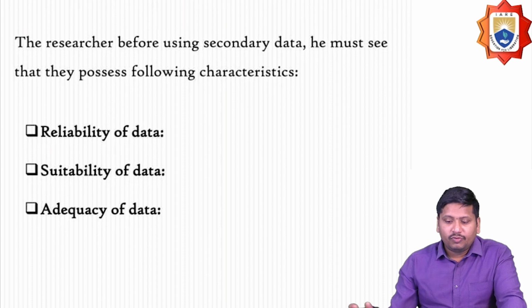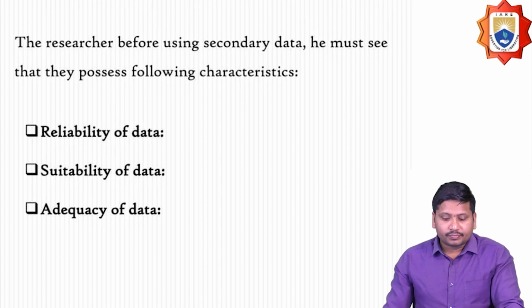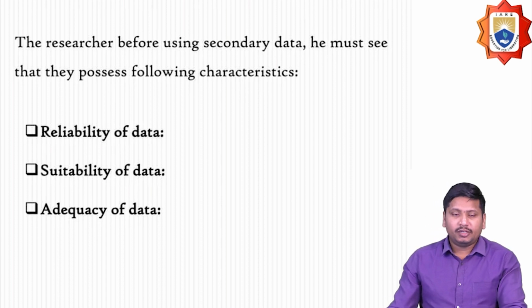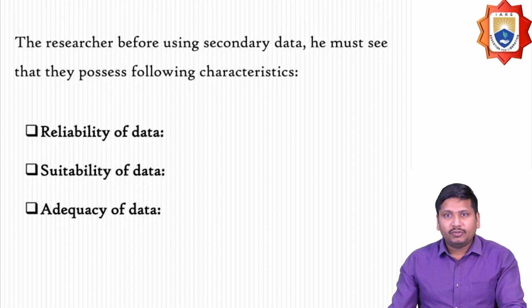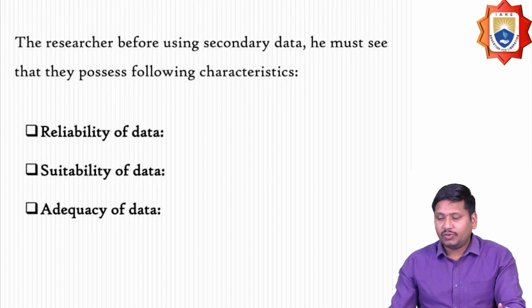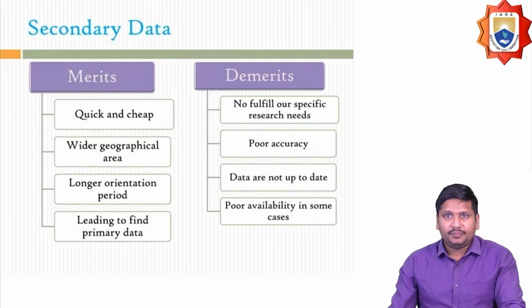So the researcher, before using this, has to see the following characteristics of secondary data. The first is reliability of the data, then suitability of the data, and adequacy of the data. So these are the three main characteristics the researcher has to focus on while collecting secondary data.